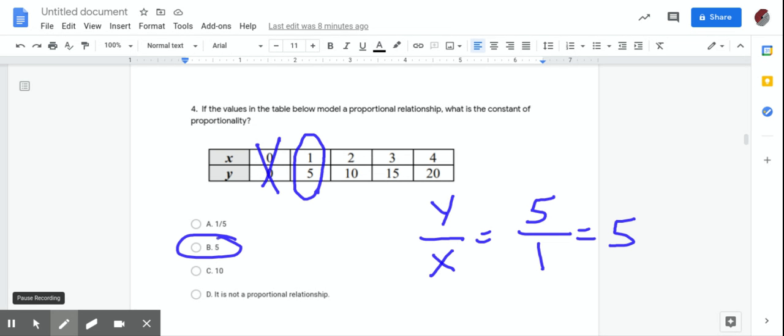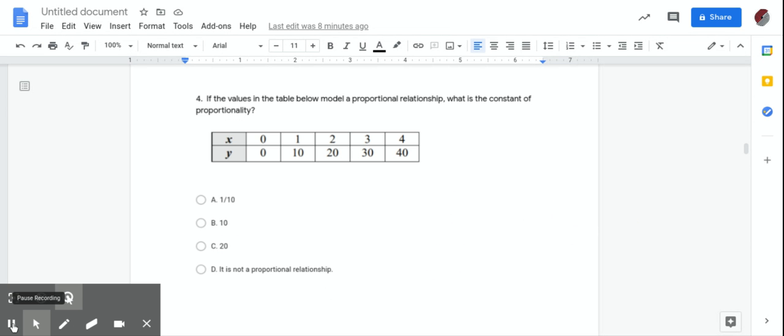Now, if you would have picked a different number set from the table, let's say 2 and 10, 3 and 15, 4 and 20, all of those would actually do the exact same thing as well. So it wouldn't matter, as long as you don't pick the 0, 0, which numbers you use. You try. If the values in the table below model a proportional relationship, what is the constant of proportionality?